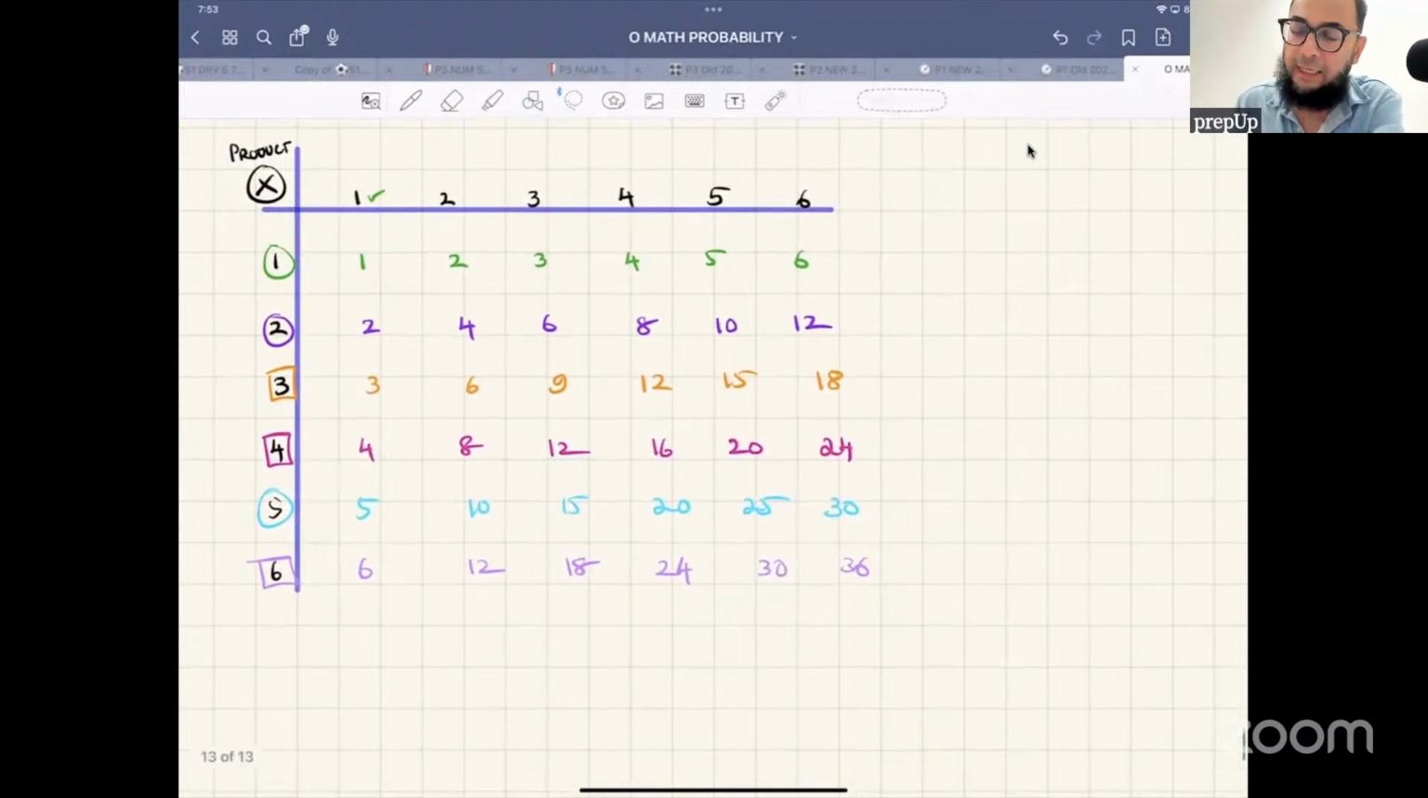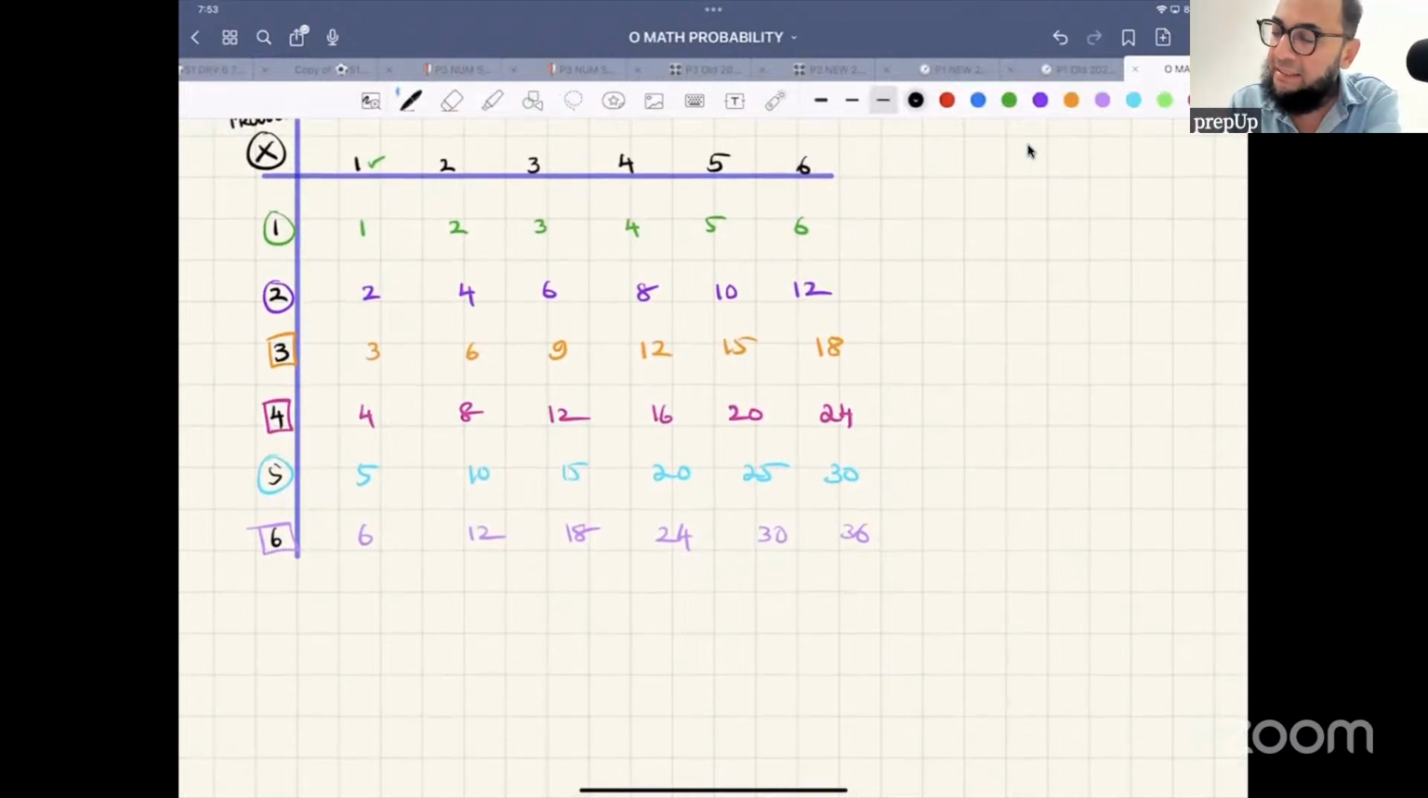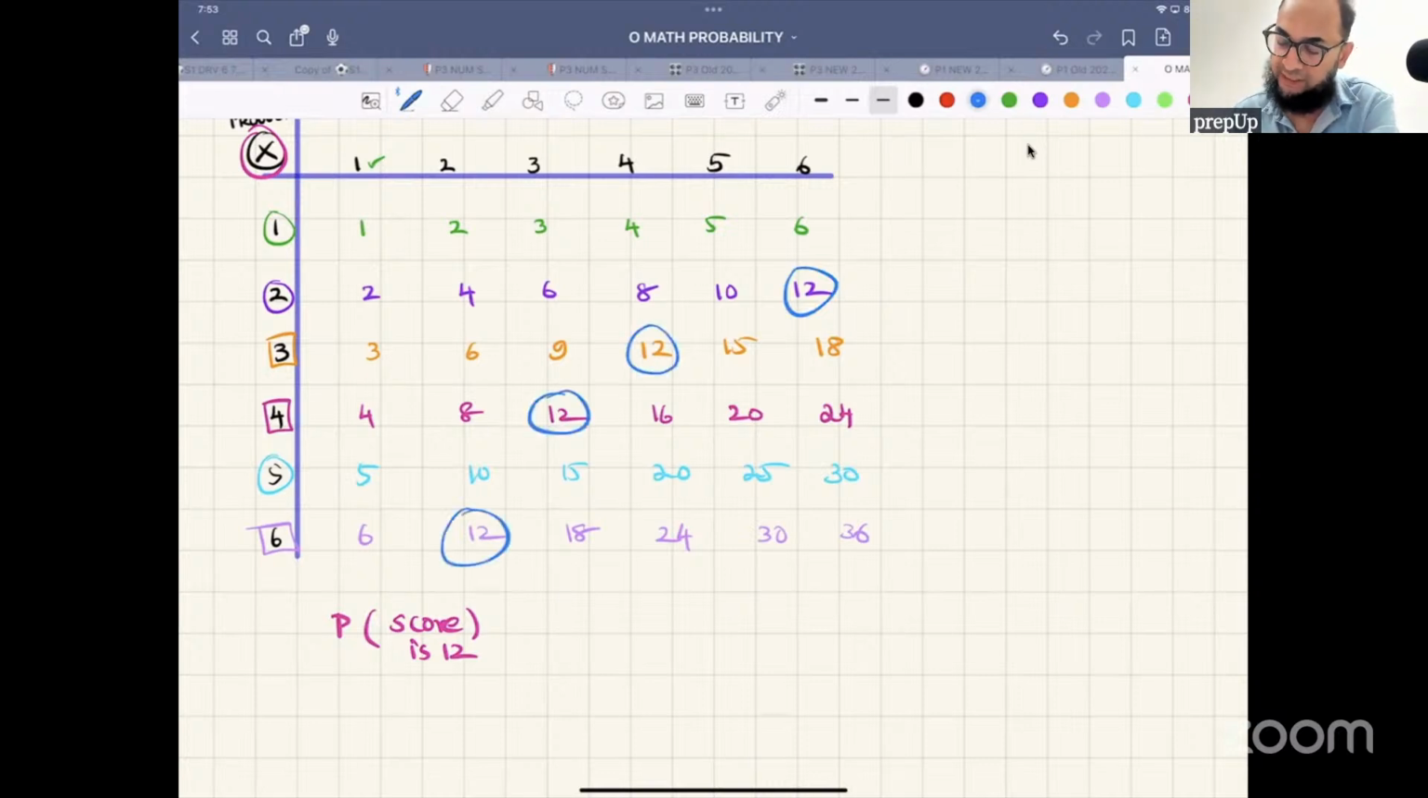Okay, now over here, let's say I am interested in what is the probability that the score, which is the product, the score is 12. Now, how many 12s do you see? I see a 12 over here, I see a 12 over here, I see a 12 over here, I see a 12 over here. So that is 4 out of 36. Yes, I can simplify. That comes out to be 1 over 9. That is the basic idea. How many? The score is 12. That is 4 over 36, which is 1 over 9.